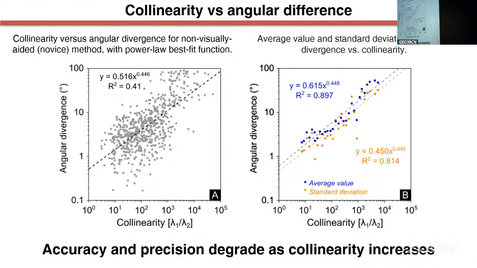So now let's focus on just the non-expert user, and let's do some quantification. If we take this data set, the collinearity index here and the angular divergence, you see that as the collinearity increases, the angular divergence, the error, increases. So both the accuracy, I mean the average value, and the standard deviation, both the accuracy and the precision are degraded as the collinearity increases.